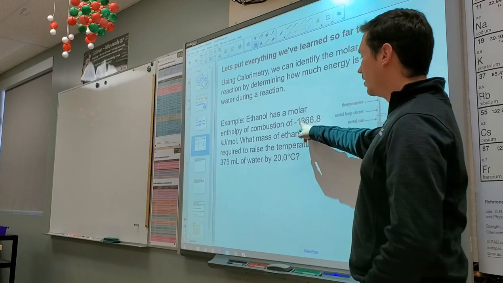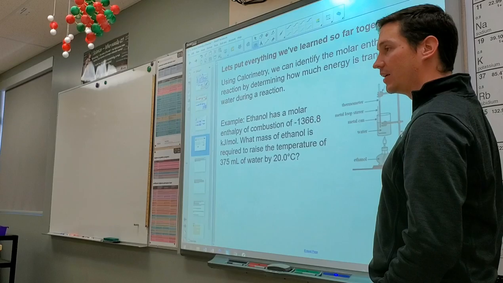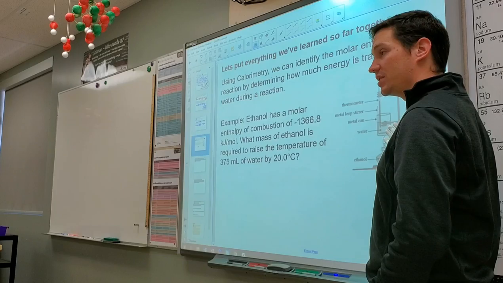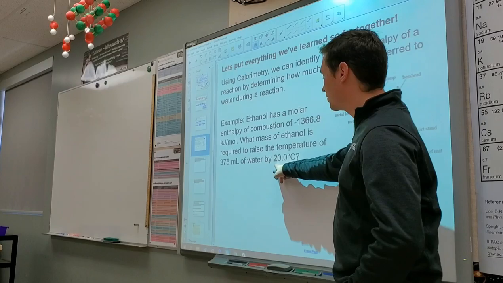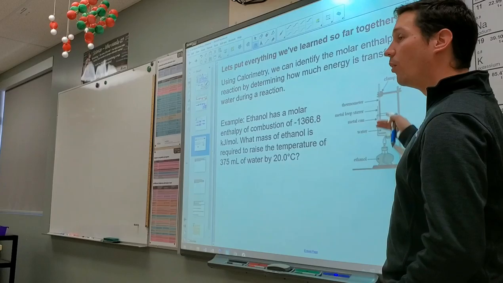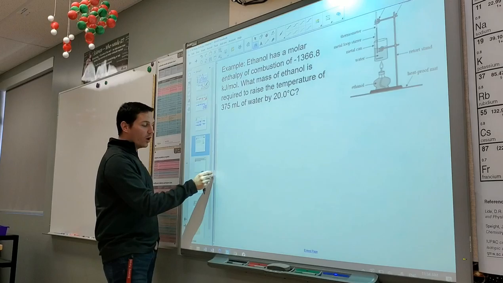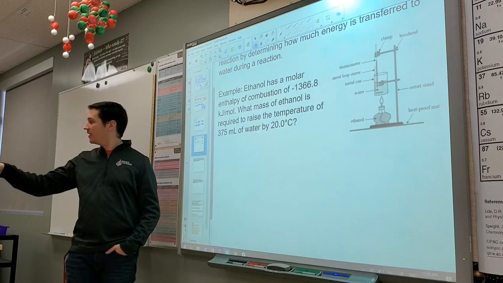So there's going to be a phantom negative sign that shows up somewhere in this reaction. What is the molar enthalpy of combustion of this substance? It's negative something. So is the ethanol releasing energy? Yes. But the water is gaining energy, right? Because we're trying to change the temperature of the water by positive 20 degrees Celsius, we should look at the water's perspective, okay? So that's fine.